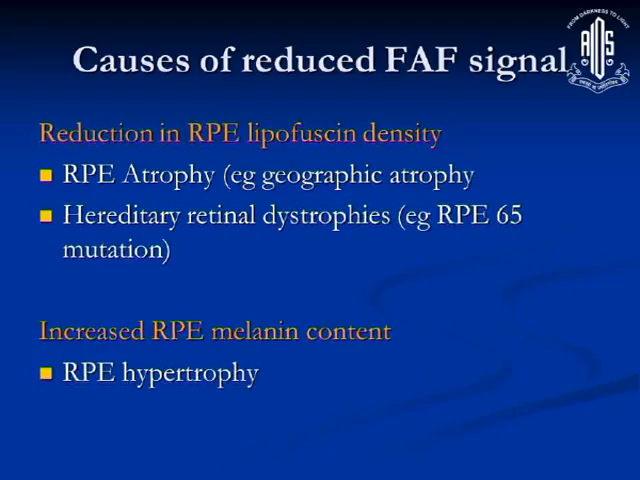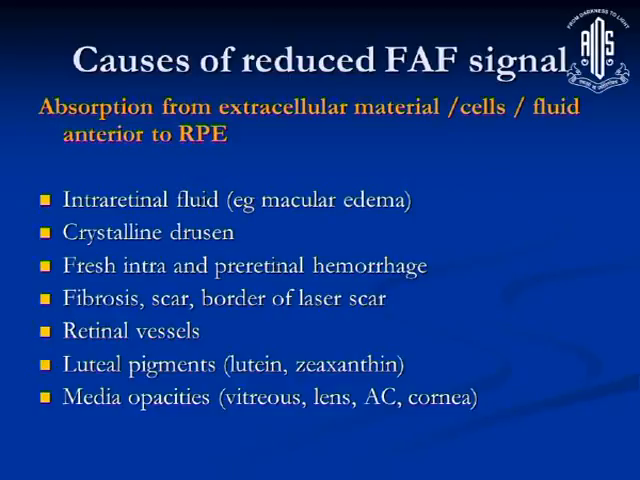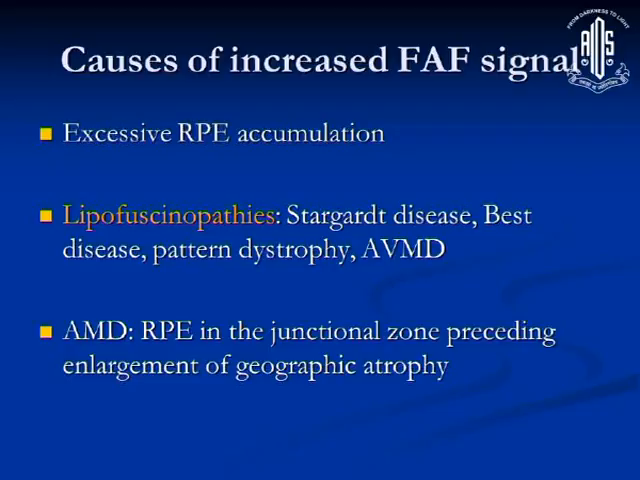Now, there can be various causes of reduced signals, like reduction of the RPE lipofuscin density, for example, in RPE atrophy and in hereditary retinal dystrophies; increased RPE melanin content, like RPE hypertrophy; or absorption by extracellular materials, cells or fluid, that is, fluid anterior to the RPE. An increased signal is seen when there's excessive RPE accumulation, most commonly and most classically in the lipofuscinopathies, like Stargardt's disease, Best's disease, pattern dystrophy, and also in AMD.